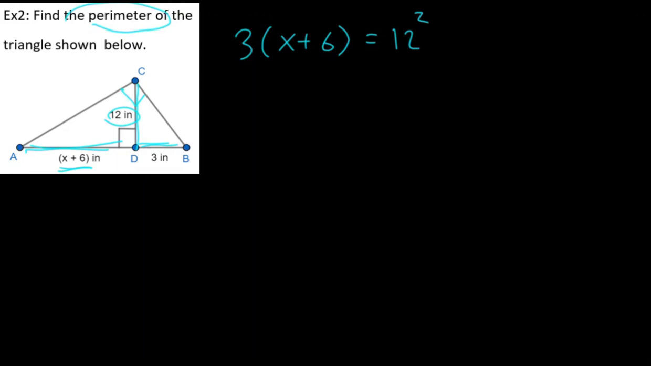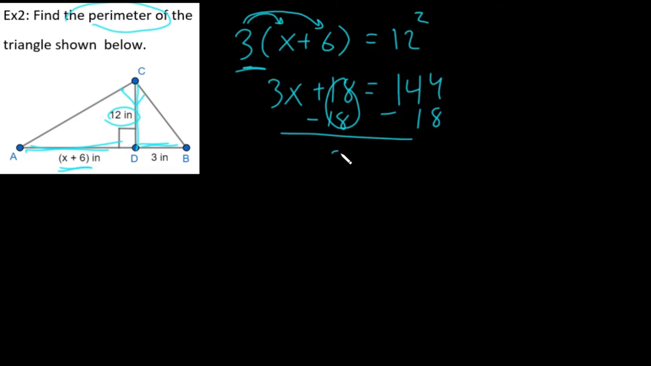So when solving, this is fairly straightforward. Anytime we have a number outside the parentheses, we know that we have to distribute. 3 times x will give us 3x, and 3 times 6 will of course give us 18. On the right side, this is something I would encourage you to memorize. What is 12 squared? That is 144. Now moving forward, what do we have to get rid of first? The 3 or the plus 18? In this case, we have to get rid of the plus 18 by subtracting 18 from both sides.